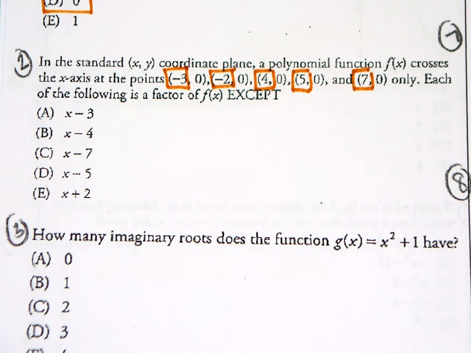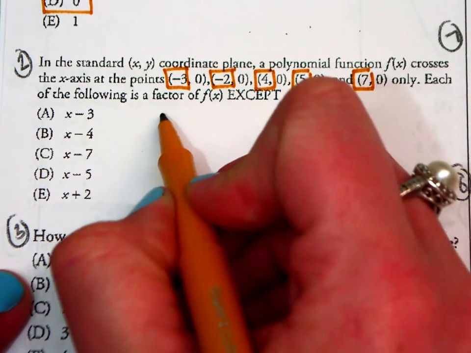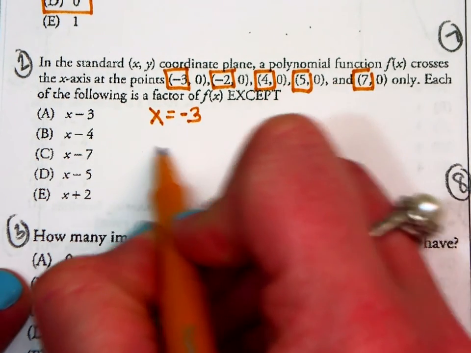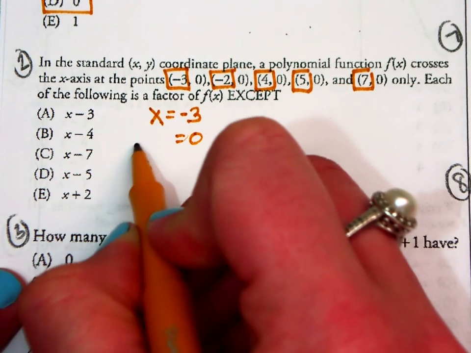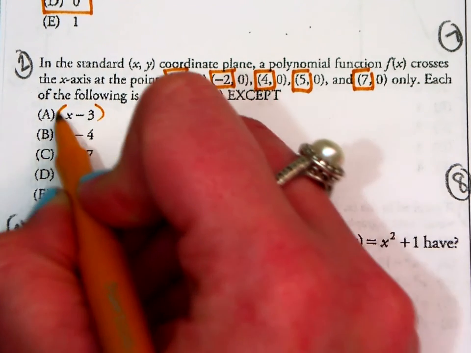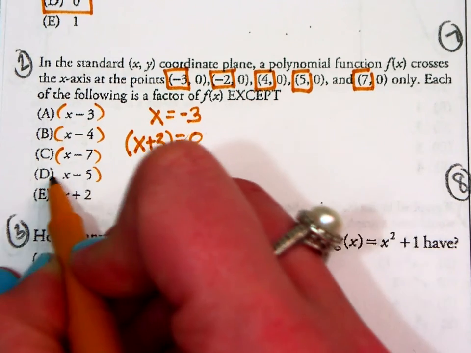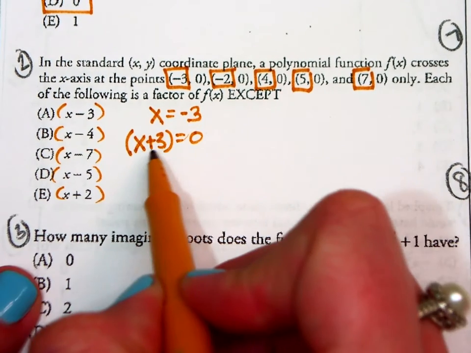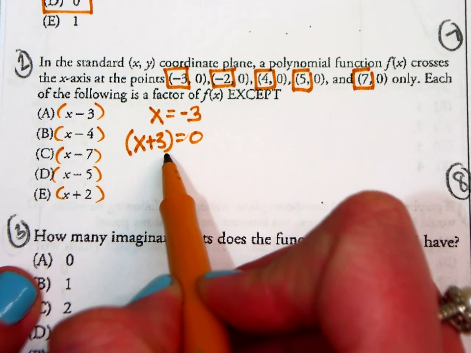Okay, so in order to correctly figure out which one of these values is a factor, all we have to do is work backwards, okay? So the -3, this basically starts as x equals -3. To work backwards and make this equal 0, you would add 3. So this now becomes x plus 3. All of these answer choices have parentheses around them, so we're looking for basically the opposite of all of these. So x equals positive 3.